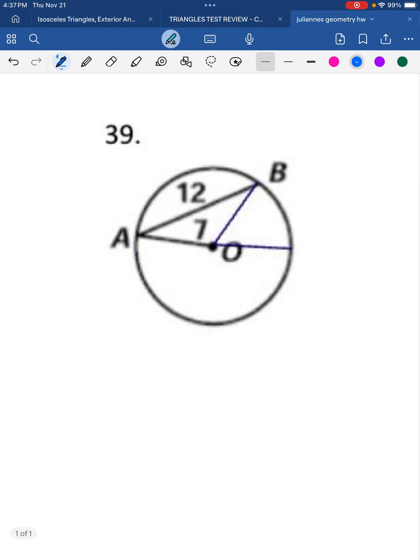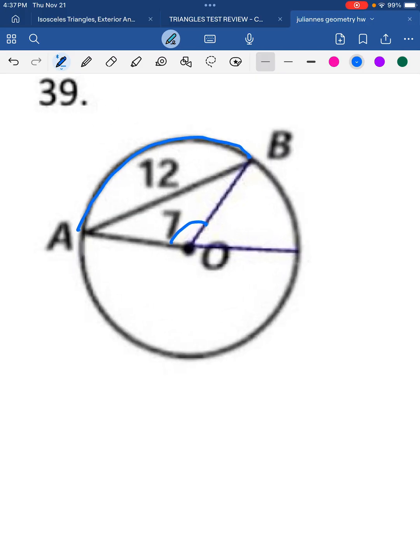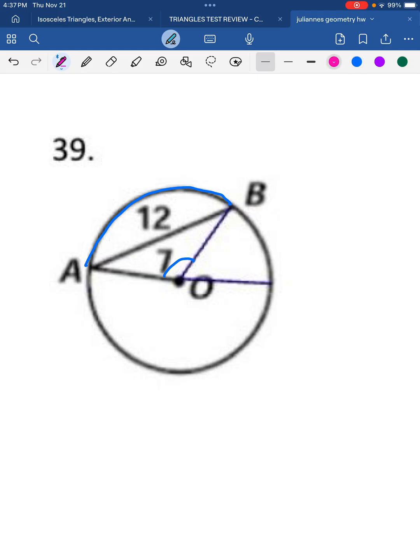In this problem, since they want this arc, if I can find this angle, then I can get the measure of the arc. So I'm trying to zoom in a little bit. I just drew a segment right here, perpendicular. And when I drew it perpendicular, the rule is that it splits that chord in half, so that becomes 6. Well, if that's 6 and this hypotenuse is 7, I can find the measure of this angle right here and then double it.